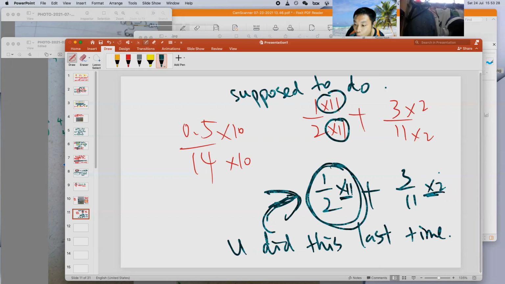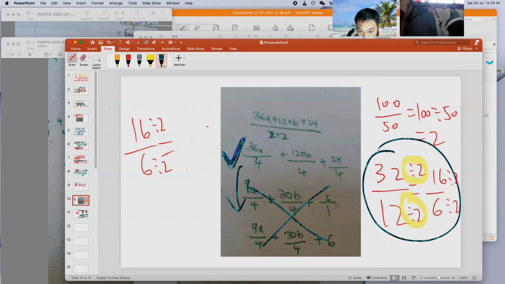That's why I don't want you to just write down times 2. I want you to write down times 2 both above and below. Same thing for this question. If you want to divide by 4, please write it down. Divide by 4 on both sides, top and below. And then after that, you go and simplify further. Of course, this is wrong.